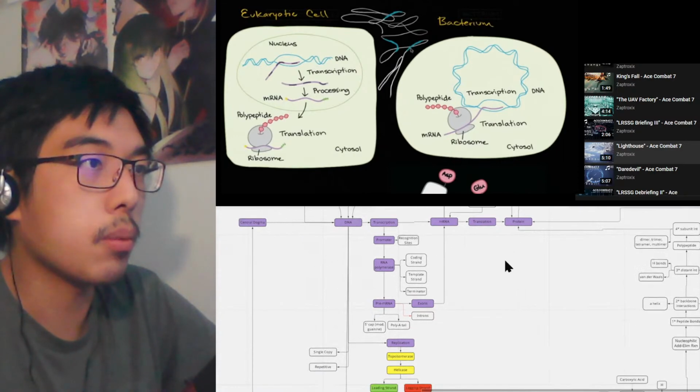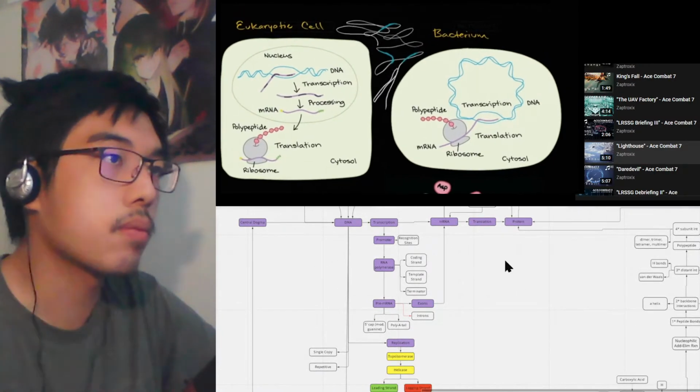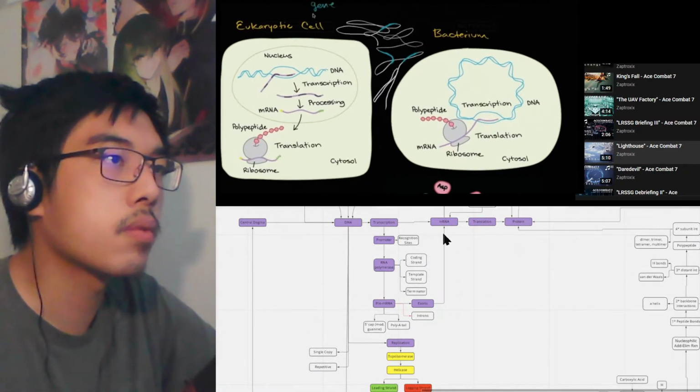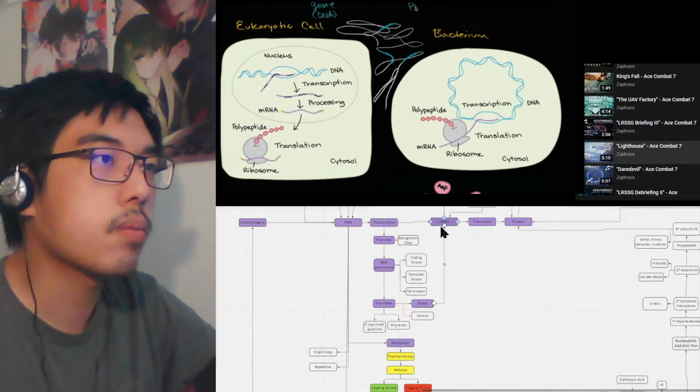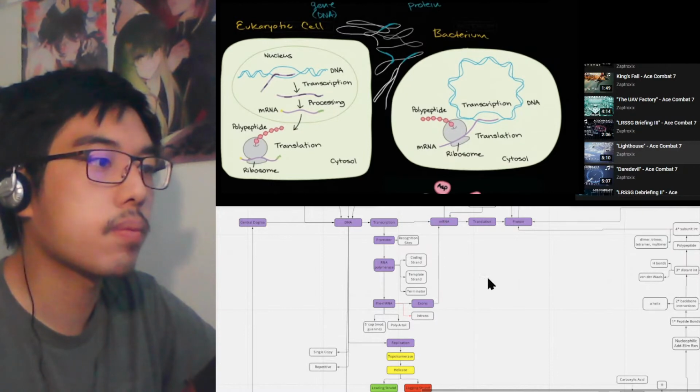Information encoded in these genes into mRNA. How do you go from the gene, which is encoded in DNA, to protein, which is made up of polypeptides, which are made up of amino acids? This is often called the central dogma of biology.